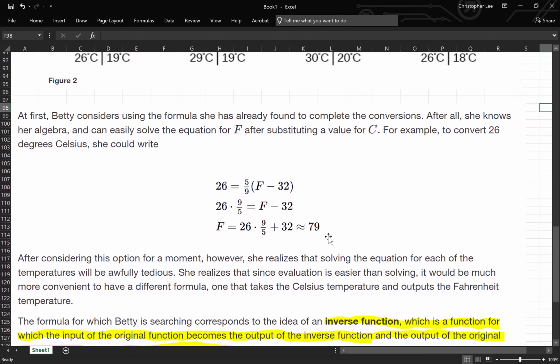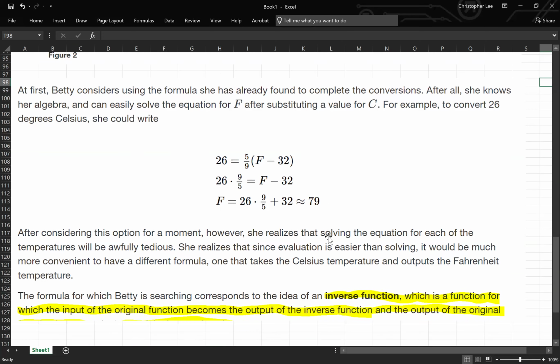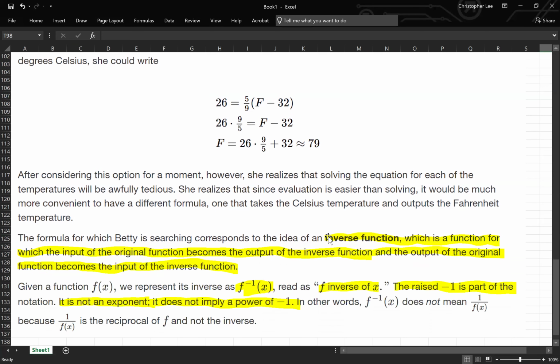But after considering this option for a moment, she realizes that solving the equation for each of the temperatures will be awfully tedious. She realized that since evaluation is easier than solving, it would be much more convenient to have a different formula, one that takes Celsius temperature and outputs the Fahrenheit temperature. All right. So the formula for which Betty is searching corresponds to the idea of an inverse function, right?